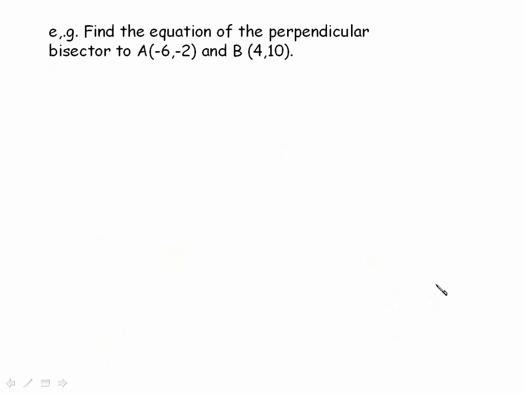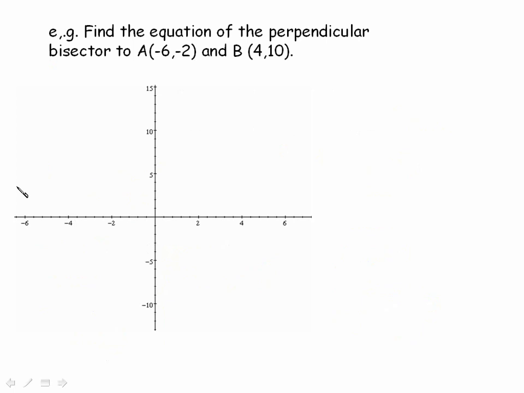Now this one wants us to find the equation of the perpendicular bisector to A, negative 6, negative 2, right there, and B, which is 4 and 10. So this is our line, basically, that is obviously running from these 2 points.